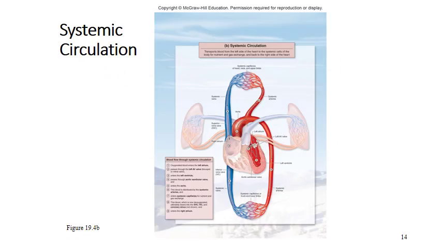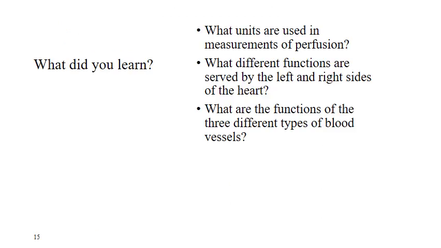And then this is just showing some different examples of the systemic versus the pulmonary circulation. And so then we just have a couple questions for our understanding. So what units are used in measurements of perfusion? Again, that was our milliliters per minute per gram.